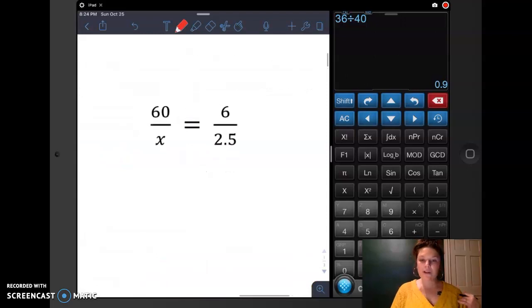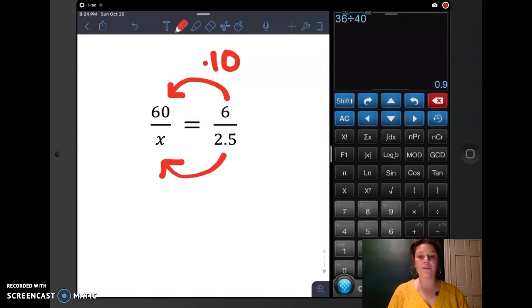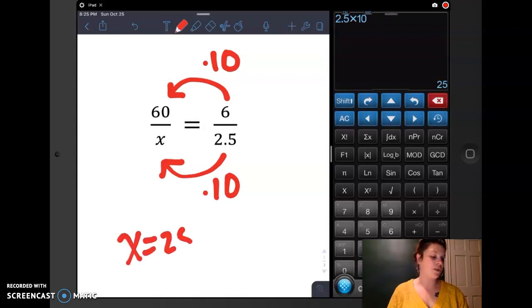All right, this one looks scary because it has a decimal in it. Don't be fooled. The most important thing that you want to look for is the top level, because we have two things that we know there. And you can go the opposite way if you would like. You can say 6 times 10 is equal to 60. And then we would do 2.5 times 10 there to get our x value. So 2.5 times 10 is equal to 25. So x is equal to 25.